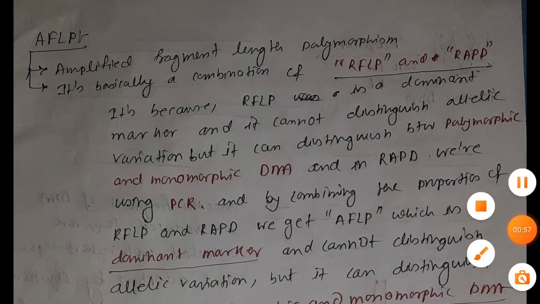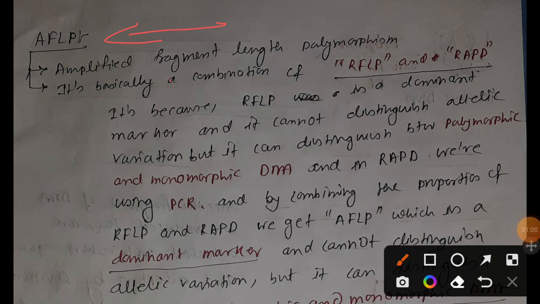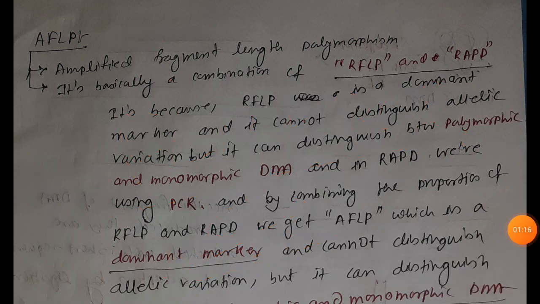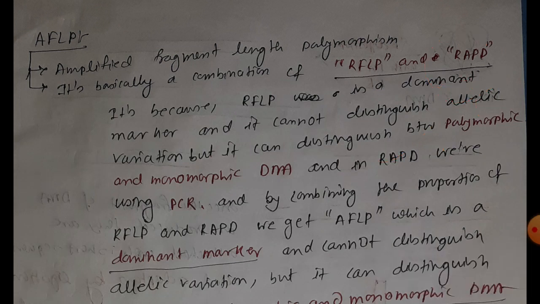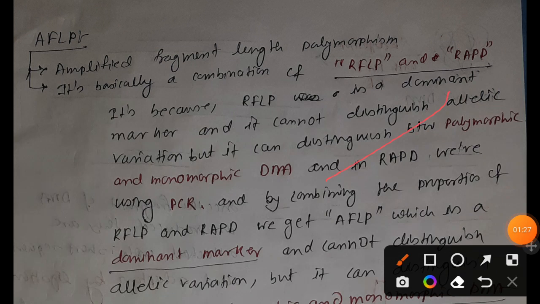So today we are going to discuss AFLP, which is nothing but a modified version of RFLP. That means when you combine RFLP with the PCR technique, you end up with AFLP. I will also upload another molecular marker video very soon, that is RAPD. RAPD is the molecular marker technique where we first used PCR. So we can say that AFLP is the combination of RFLP and RAPD.